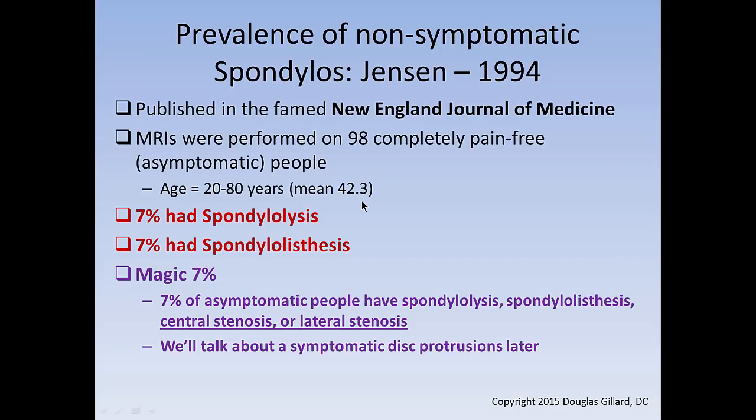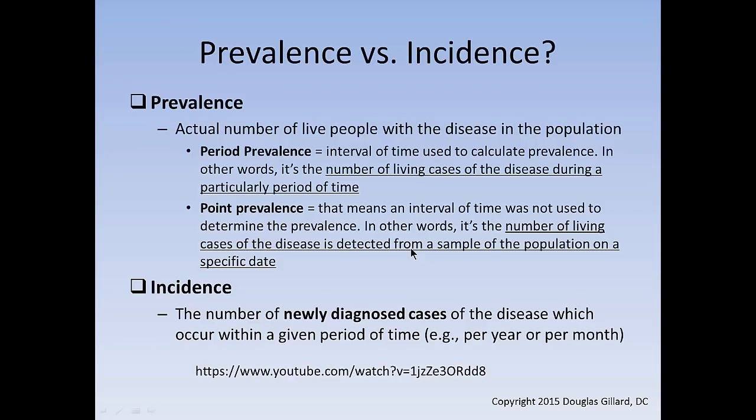What he did is he took almost 198 completely pain-free people, just picked them in a row, aged 20 to 80, a mean of 42 years old, and they did MRIs. It was very strange because the magic 7% came up. 7% of those people had spondylolysis, 7% had spondylolisthesis, 7% had central stenosis or lateral stenosis, so very strange, and 30% had disc hernia or disc protrusion. So bottom line is, just because you have one doesn't mean it's symptomatic.